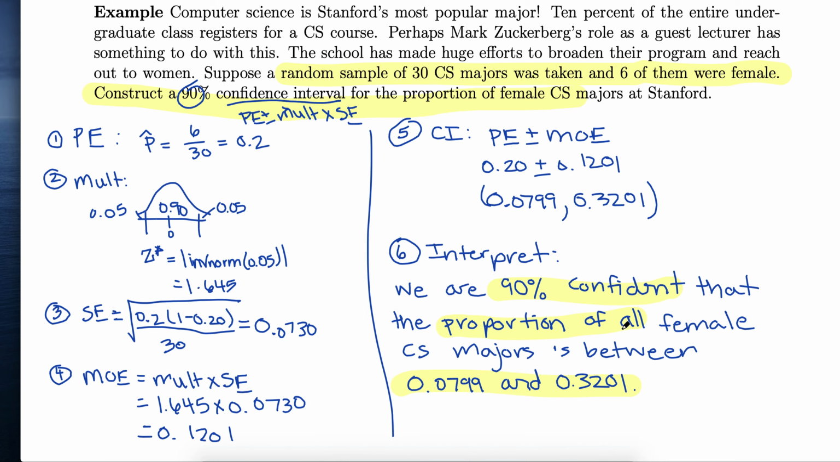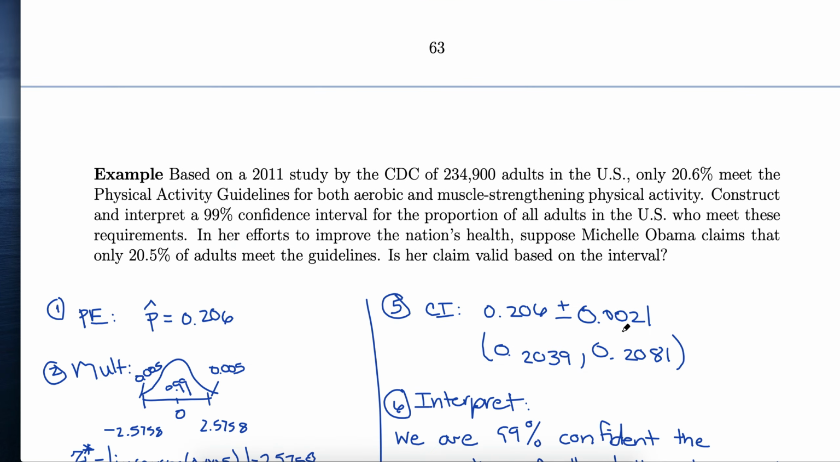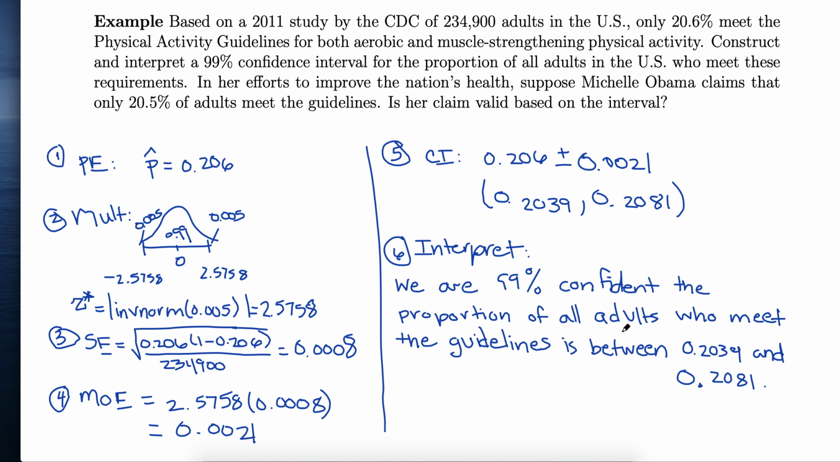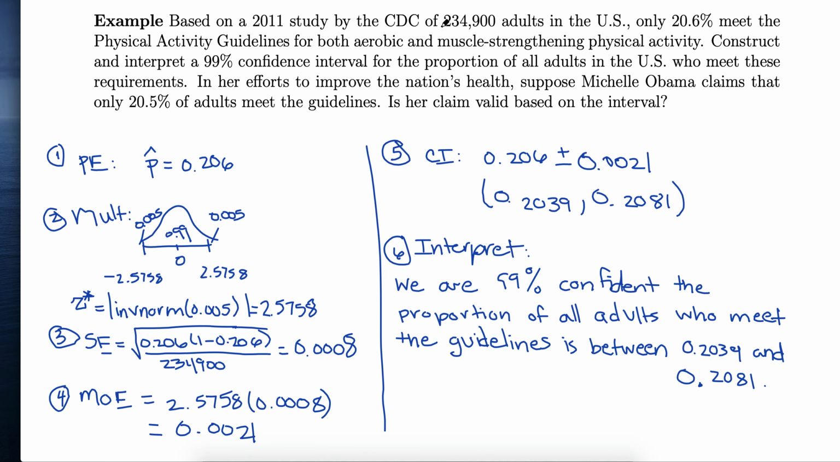All right, second example is on page 64, and this one is based on a data set from 2011 by the CDC, in which 234,900 adults in the US were sampled. So that's our N, a really big sample size. And they found, based on that sample, that 20.6% met the physical activity guidelines for both aerobic and muscle strengthening activity.